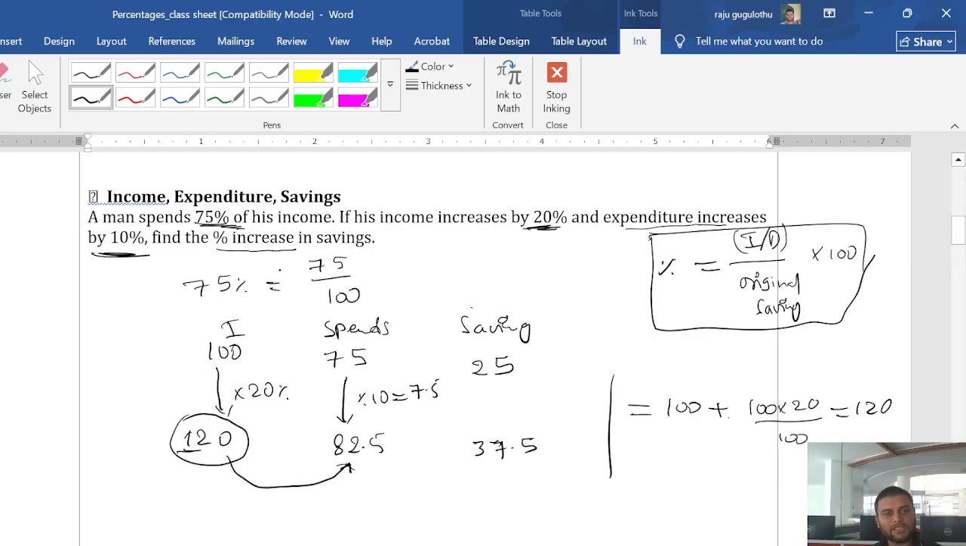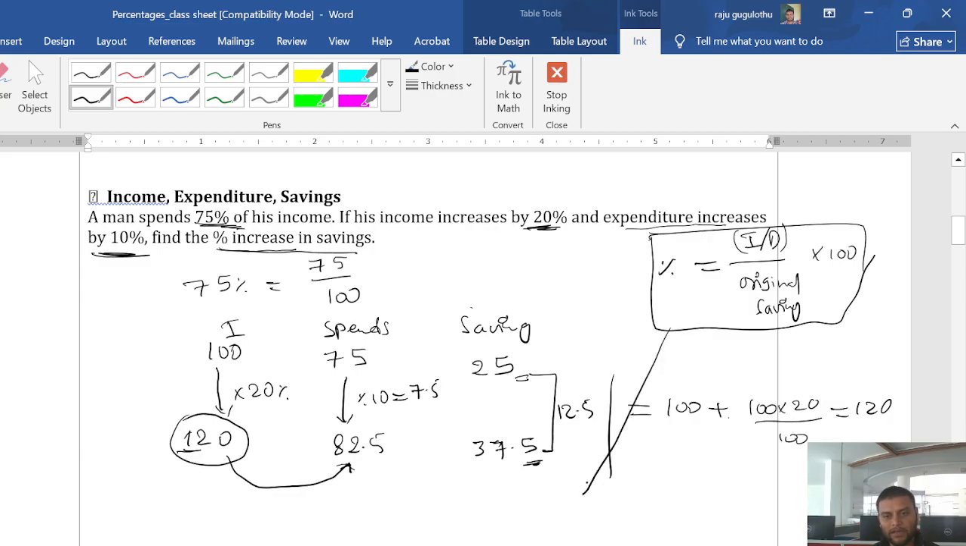The question asks, find the percentage increase in the savings. If you see, original saving was 25, new saving was 37.5. There is a change in the saving, guys. How much change is there? 25 rupees initially the person is saving. Now the person is saving 37.5. That is 12.5 rupees he is extra saving in this case.